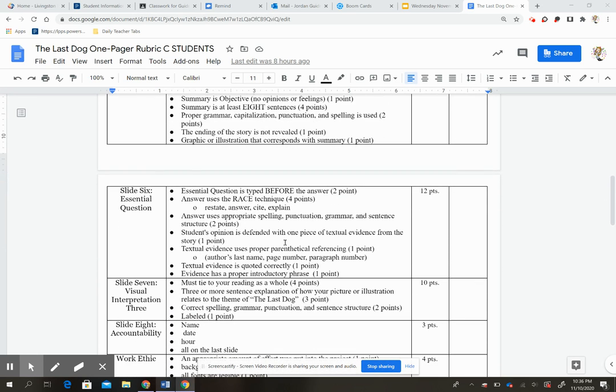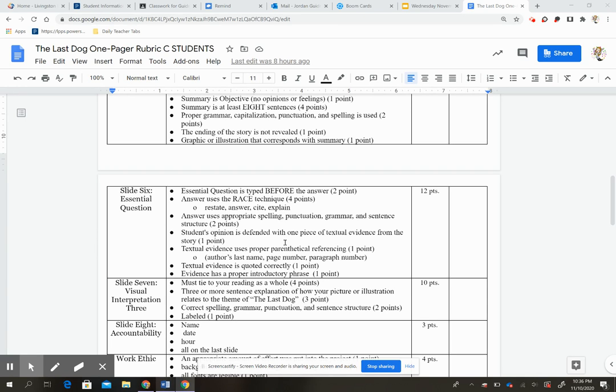Then you're going to have slide 6, which is your essential question. So you're going to type your essential question before you put your answer. You're going to make sure when you answer your essential question that you use RACE, which is restate, answer, cite, and explain. You're going to answer using appropriate spelling, punctuation, grammar, and sentence structure. You're going to make sure your opinion is defended with at least one piece of textual evidence from the story.